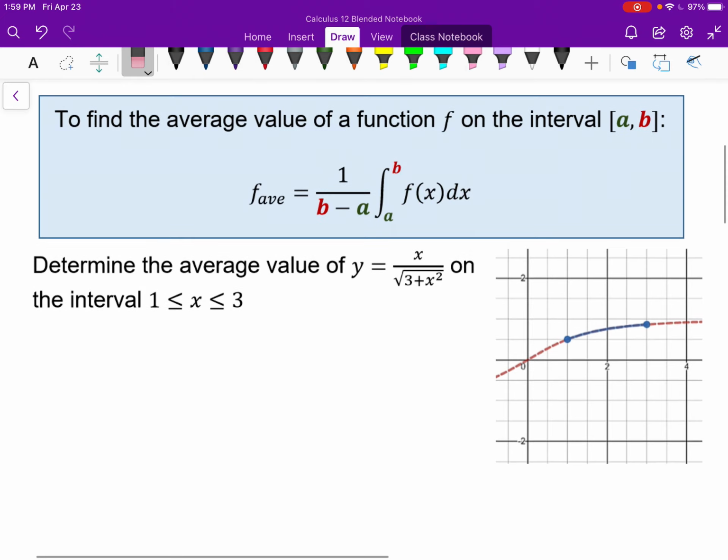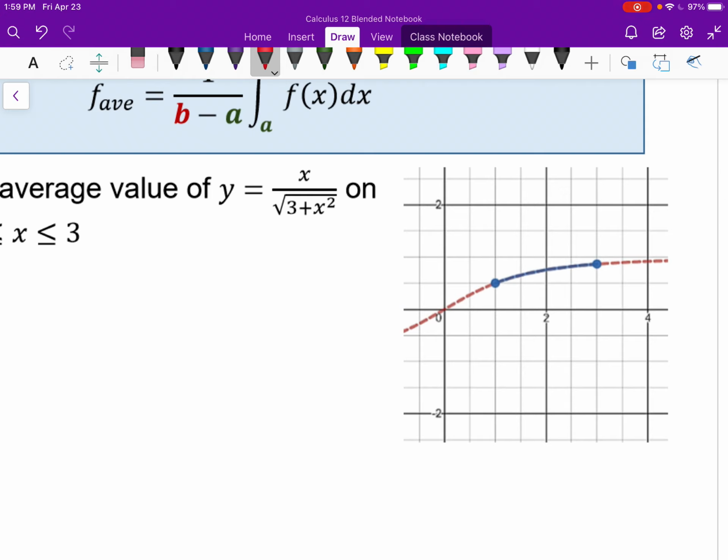So I have some function here, and again, this function in red, y equals x over square root of 3 plus x squared. I want to look at just the region from 1 to 3. If I want to find the average value of all these points here, what's the average of them all?